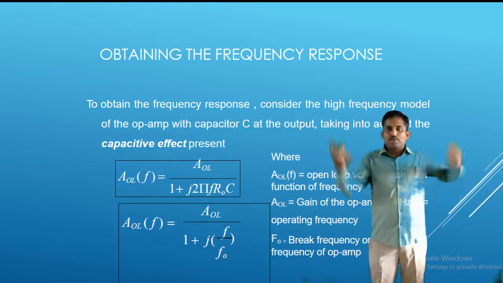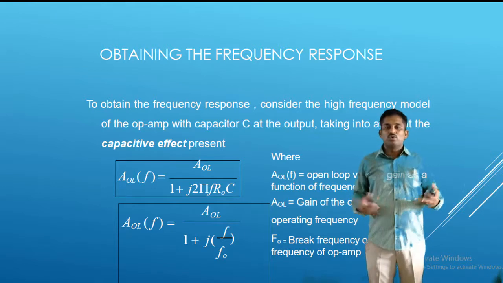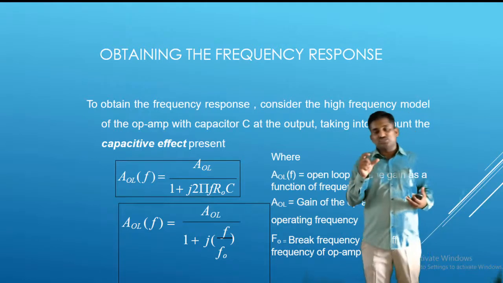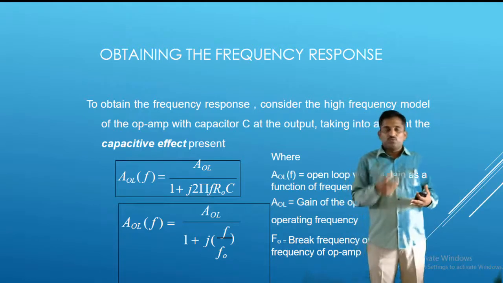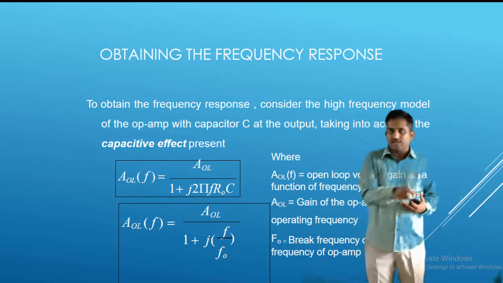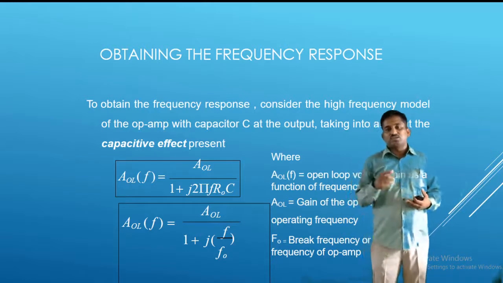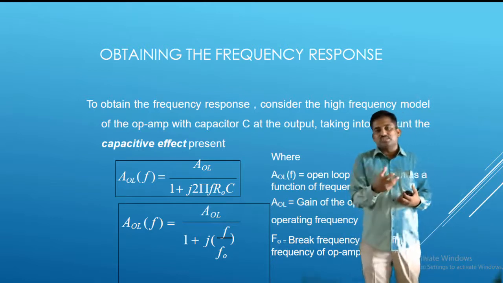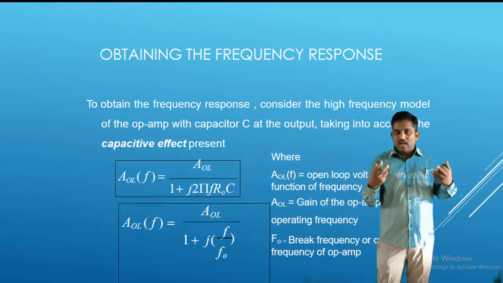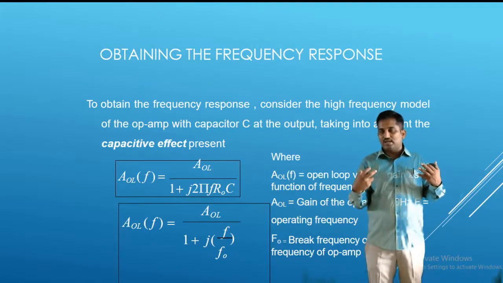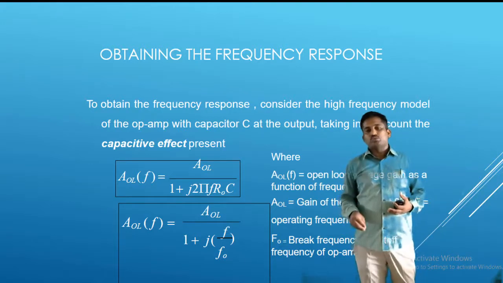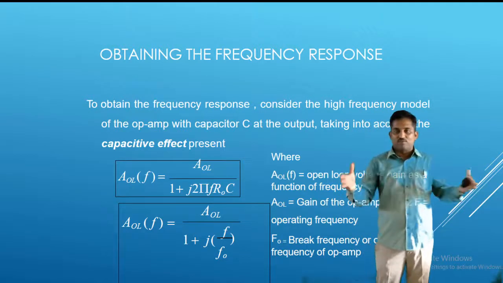The op-amps are designed with the help of BJTs as well as FETs, and the BJTs and FETs have junction capacitance. Even if we don't represent any capacitive component in the equivalent circuit diagram, because of the construction of the op-amp with BJTs and FETs, it consists of junction capacitors. Here I am going to explain the gain reduction at higher frequency, so I am going to include a capacitive component in the equivalent circuit diagram of an op-amp.